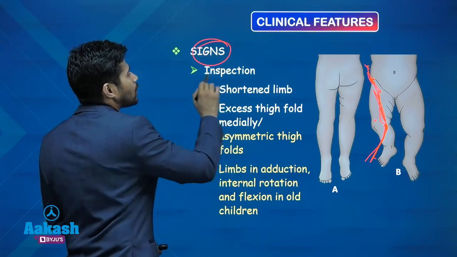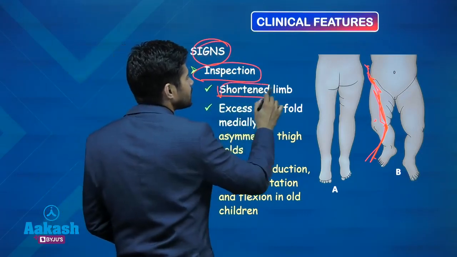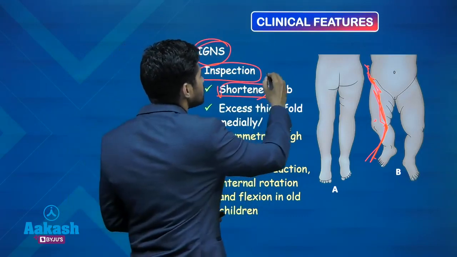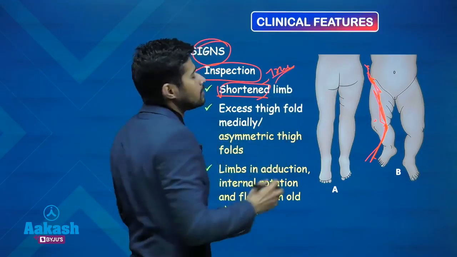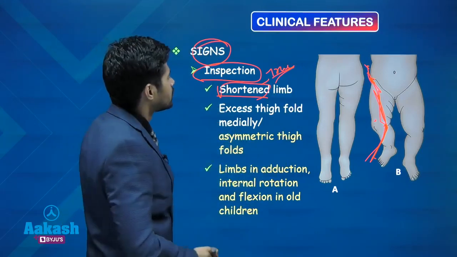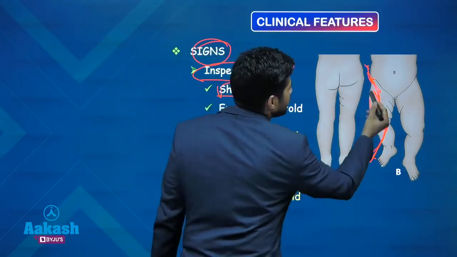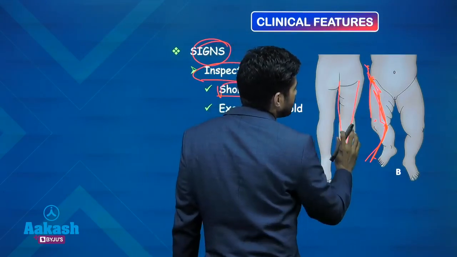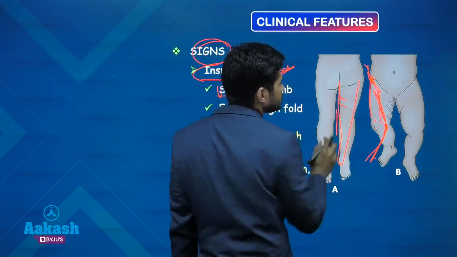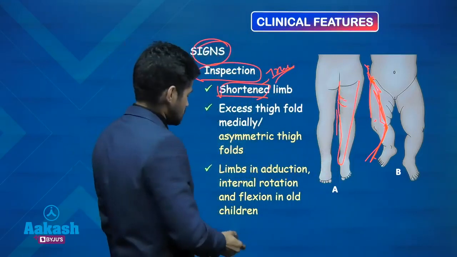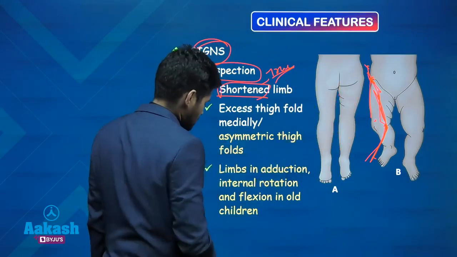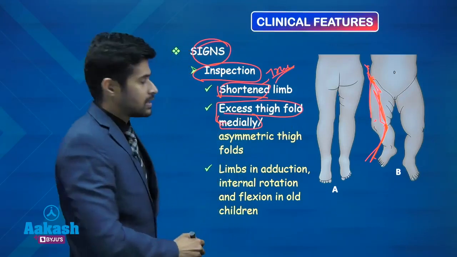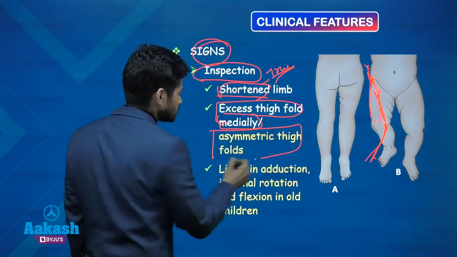Now what are the signs? On inspection, we see a shortened limb. Obviously, because the hip is migrating proximally, there will be a shortening, and that will be a true shortening, because the bony length has got shortened. And because the limb is migrating proximally but the skin is normal, so what will happen? There will be folding of the excessive skin. So we see excessive thigh fold, that too medially. So asymmetric thigh folds.